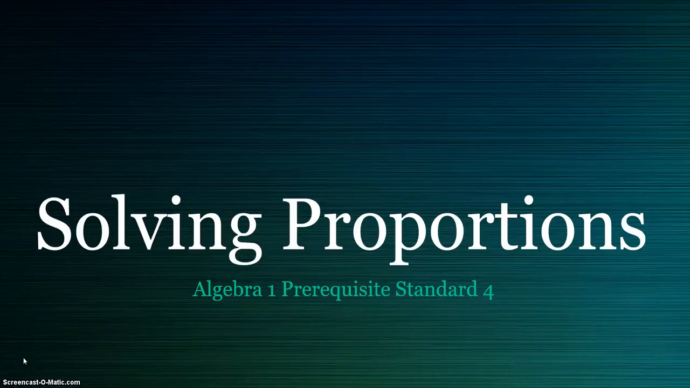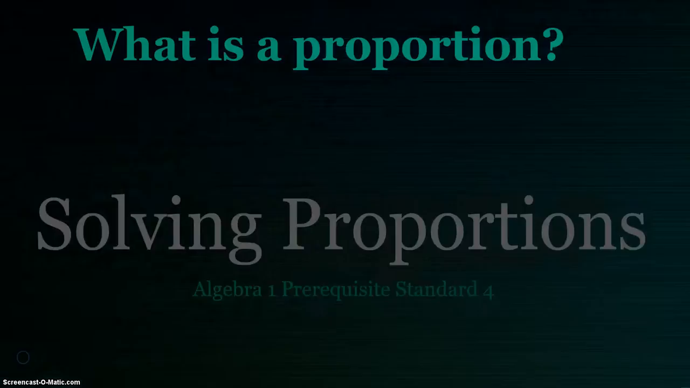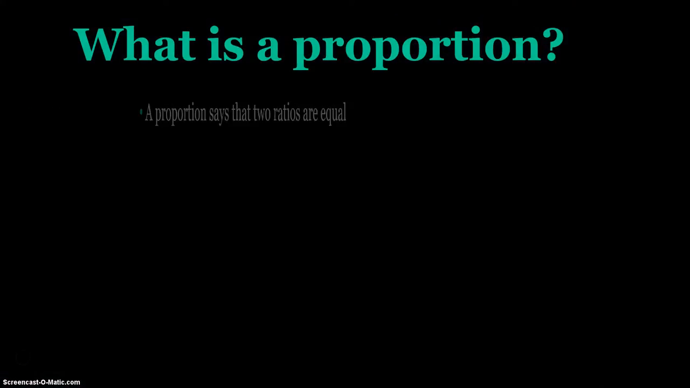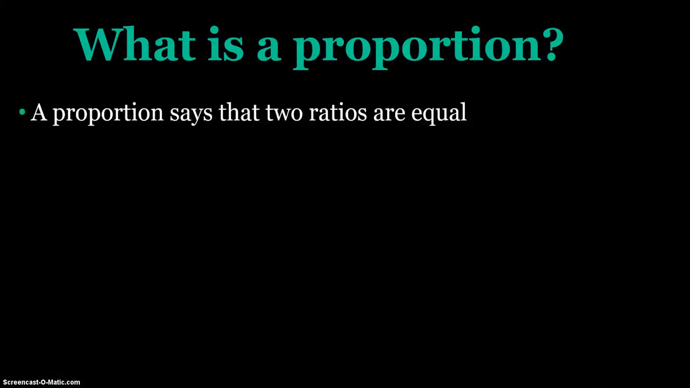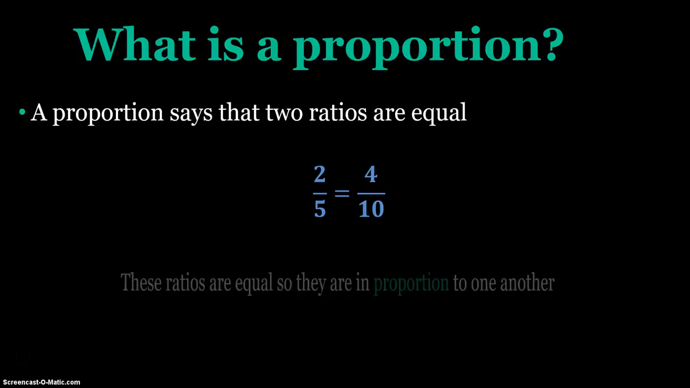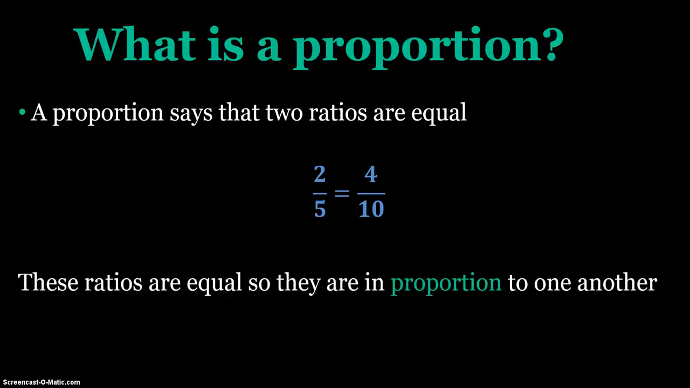The fourth prerequisite for algebra, standard 4, is solving proportions. So what is a proportion? Well, a proportion says that two ratios are equal. So it's like having two fractions that are equal to each other. These ratios are equal, so they are in proportion to one another.